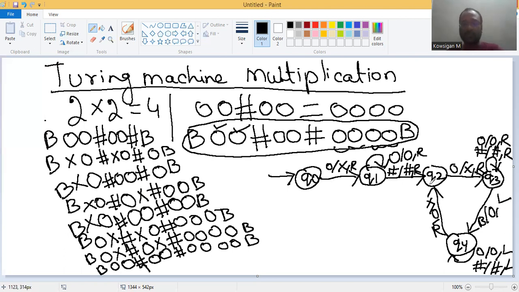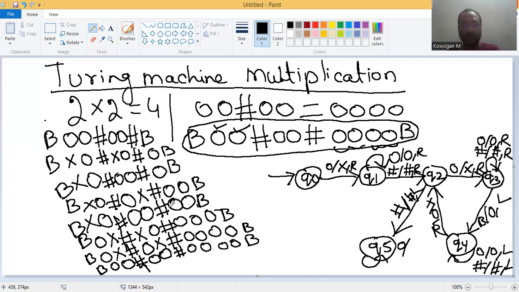Okay. This hash symbol is not available in this particular state. So again, draw another state, that is Q5, and make a transition here. So here the hash is mentioned as hash, and move to the left hand side, up to you reaching the first x. You have to move to the left hand side.